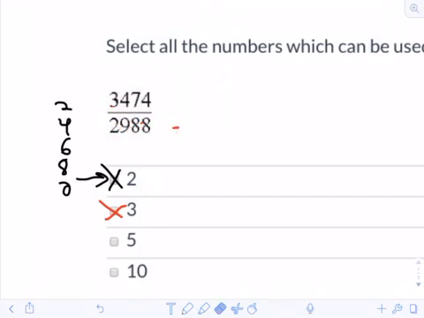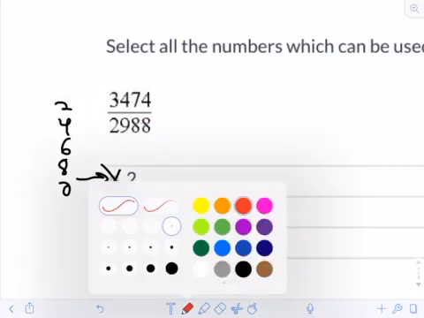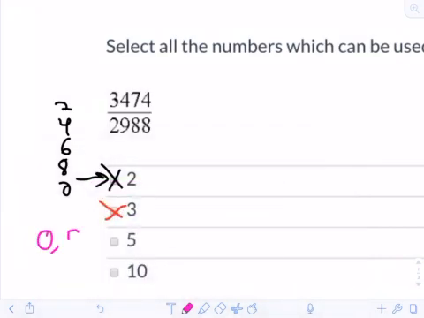Now, is this divisible by 5? Well, if it's divisible by 5, then it ends in a 0 or a 5. Neither of these numbers end in that, so nope, not divisible by 5. Finally, divisible by 10. Now, if it's not divisible by 2, then it can't be divisible by 10. And if it's not divisible by 5, then it can't be. But if you don't get that, then just know that 10s end in a 0. Neither of these numbers end in a 0, so it's not divisible by 10. There we go.